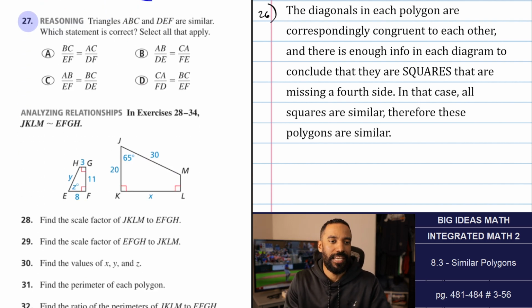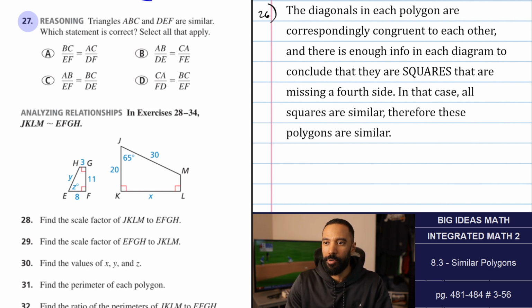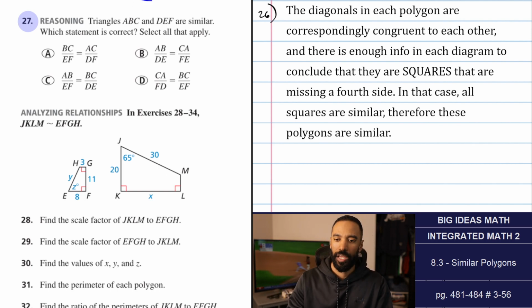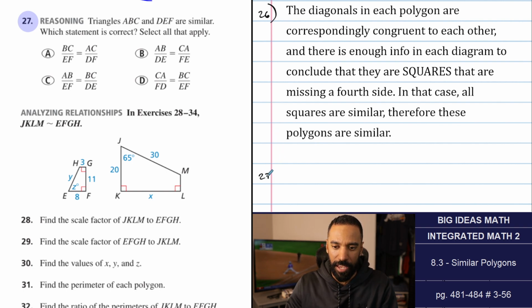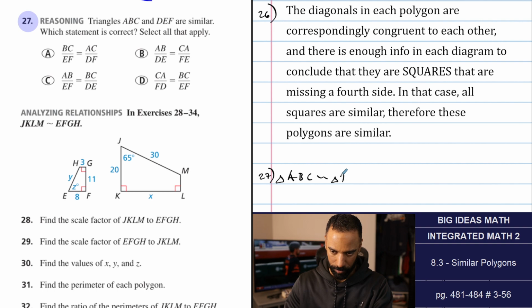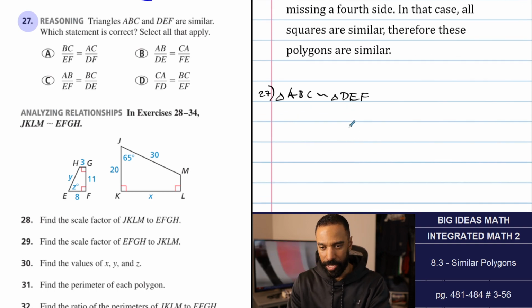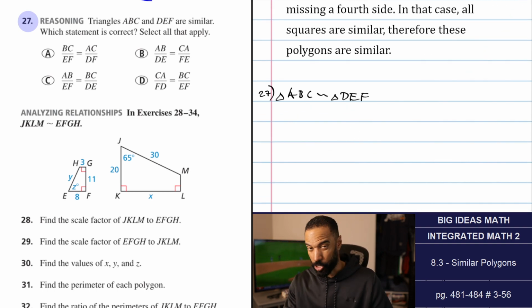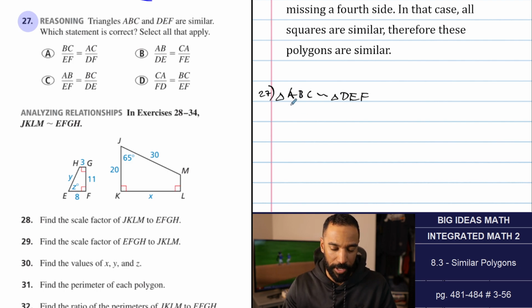Triangles ABC and DEF are similar. Which statement is correct? Select all that apply. So on number 27, I'm going to write this out, ABC and DEF. I'm not going to write out all the things, though. ABC is similar to triangle DEF. The thing that matters here is letter order. I don't even need to draw these, but if I did, I would draw it based on letter order. 1, 2, 3, 1, 2, 3.